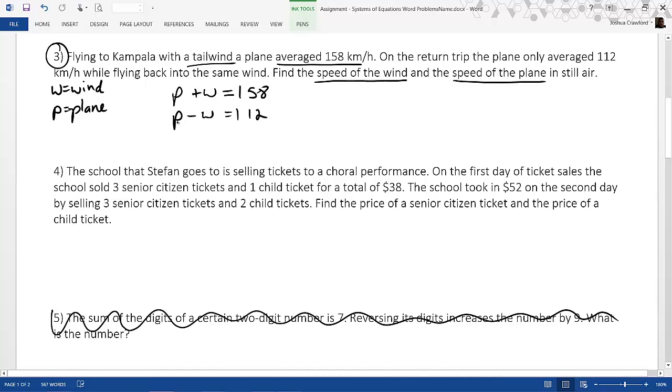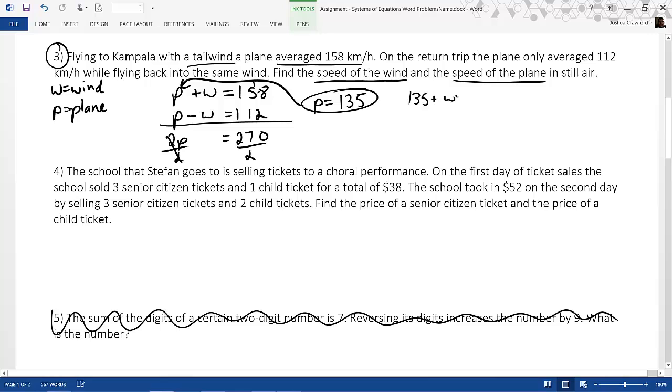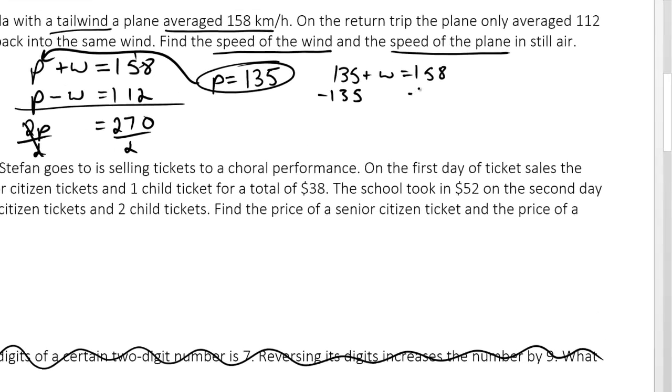Okay, so now we can solve for P and W. Again, we're going to do elimination because our P's and W's are lined up. Add down. P plus P is 2P. W minus W cancels. And then 158 plus 112 is 270. Then we need to get P by itself, so divide by 2, and P equals 135. Now to solve for W, plug that into your equation. So we're going to have 135 plus W equals 158. Subtract 135 from both sides to get W by itself.